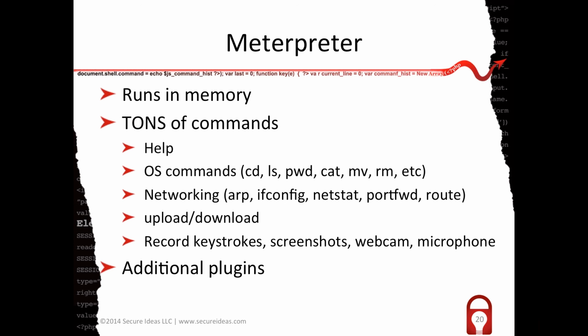There's a number of networking things you can look at. You can dump the ARP table that's going to show you all of the systems in the local network that our victim has connected to.